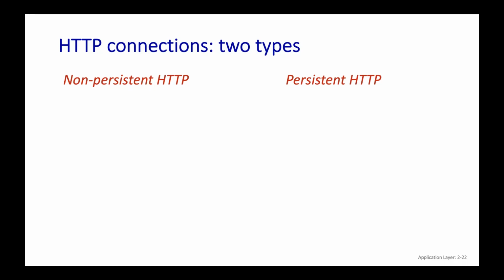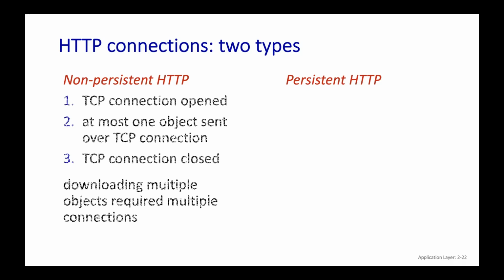So in the case of non-persistent HTTP, you will establish the TCP connection, send an HTTP request, get the HTTP response, and close the TCP connection. That's the non-persistent HTTP. So the TCP connection is opened, and at most one object is sent over it. This is the HTTP request-response interaction, and after that, the TCP connection is closed.